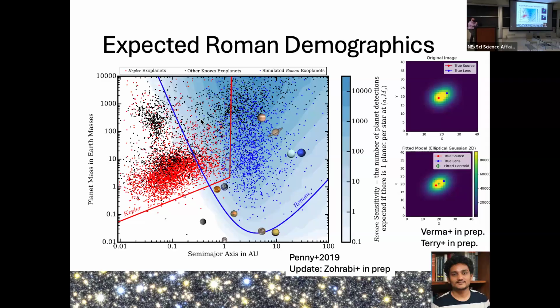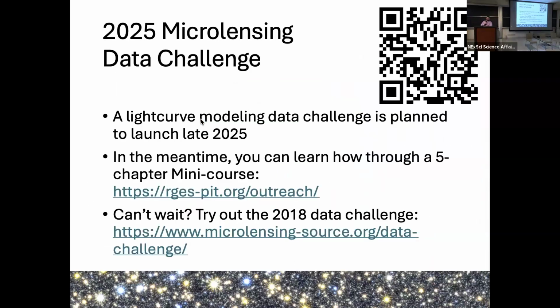And then the question about what the challenges are for Roman. There are lots. Probably the biggest challenge is that there are not many people working on microlensing, and there are lots of problems to solve. So if you are interested, we are hosting a data challenge towards the end of the year. We have a website set up for it. It doesn't have the data challenge up yet, but it does have a set of tutorials that you can work on, a mini course that will go into more detail than I had time to on how to do microlensing. So if you're interested in getting involved, that is one way to do it.